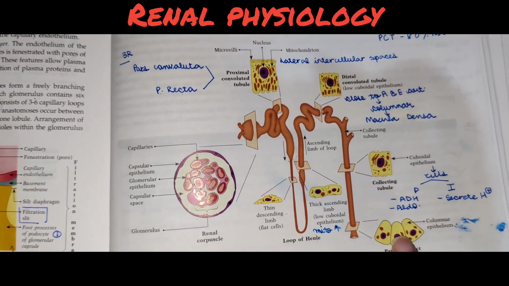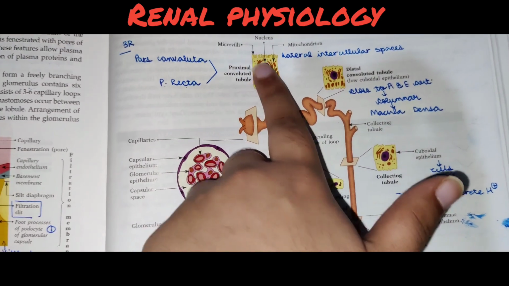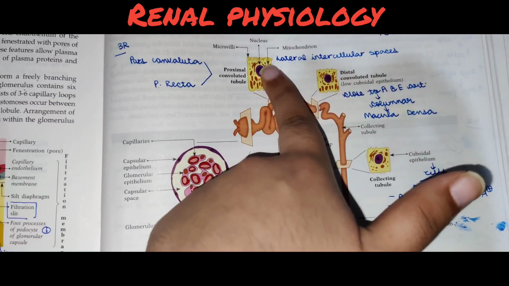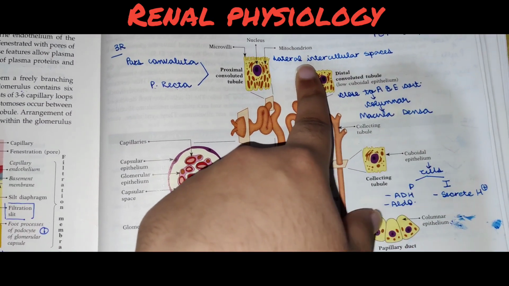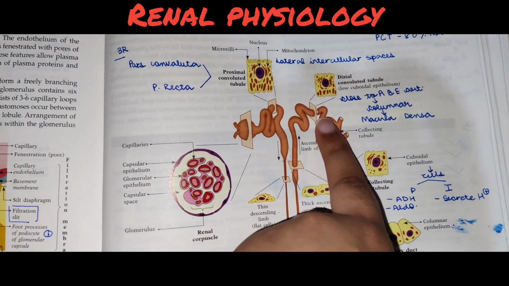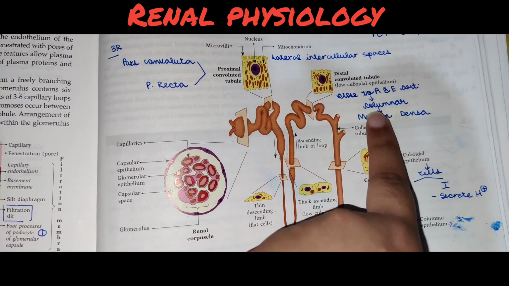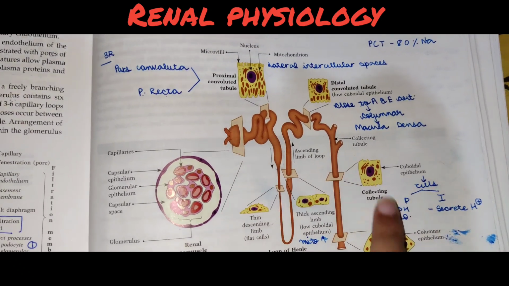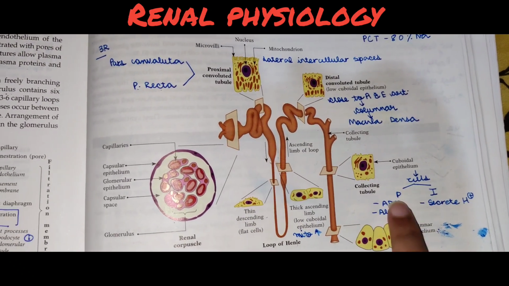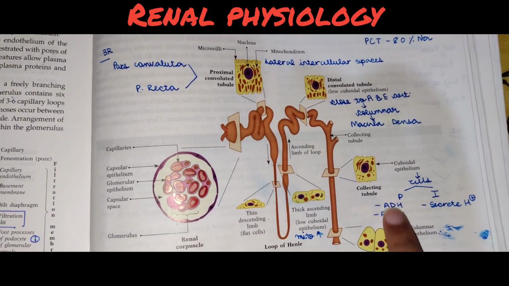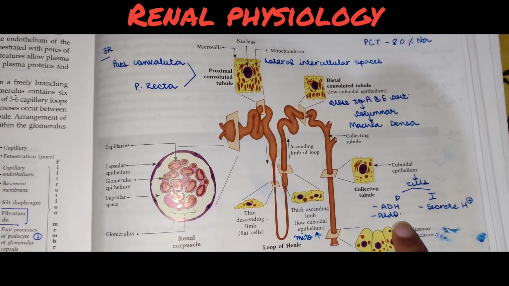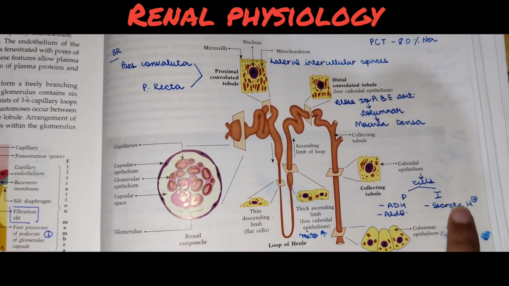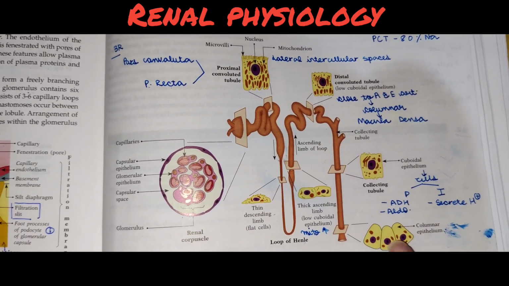So in this, what we need to remember is that the PCT has two portions, pars convoluta and pars recta, with brush bordered epithelium and lateral intercellular spaces. Some cells of the DCT close to the arterioles become columnar and are known as macula densa cells. Then the collecting tubule has two types of cells, P cells and I cells. P cells respond to ADH and aldosterone and are helpful in conservation of water. And I cells secrete H plus and help in acid-base balance.